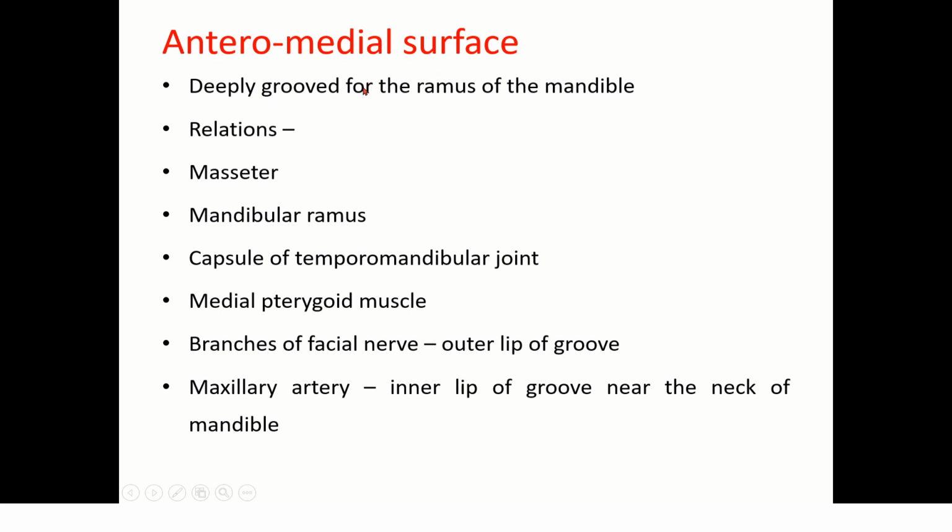Then the anteromedial surface is deeply grooved for the ramus of the mandible. Relations are the masseter, mandibular ramus, capsule of the temporomandibular joint, medial pterygoid muscle, branches of the facial nerve from the outer lip of the groove, and the maxillary artery from the inner lip of the groove, only near the neck of the mandible. So we will not be seeing it in the diagram.